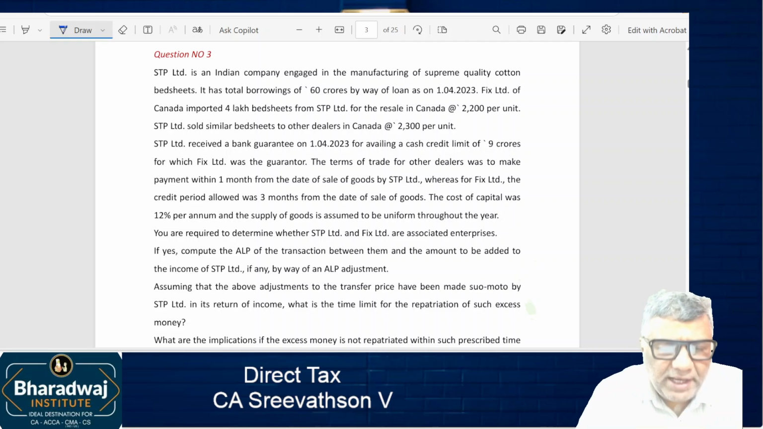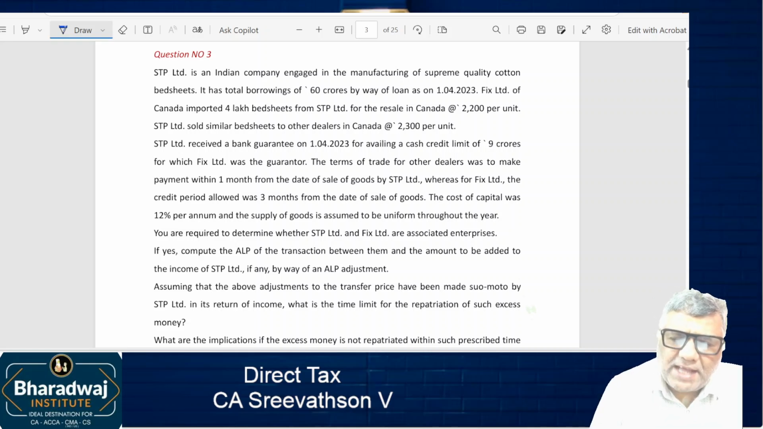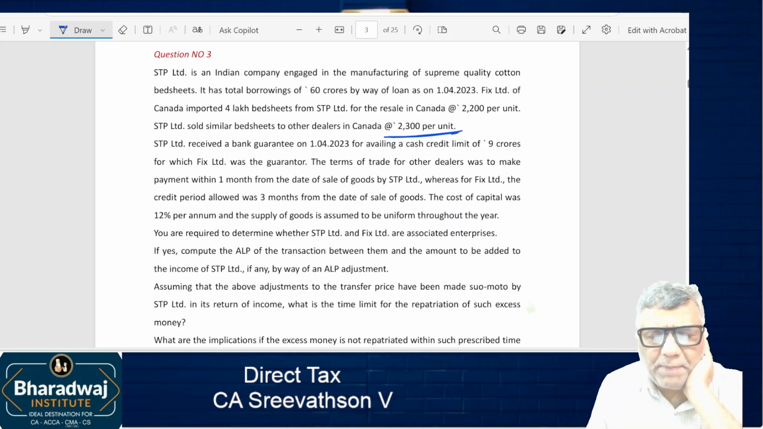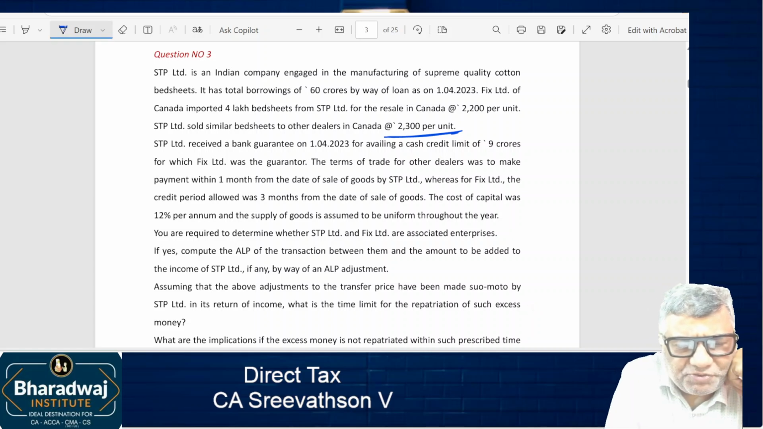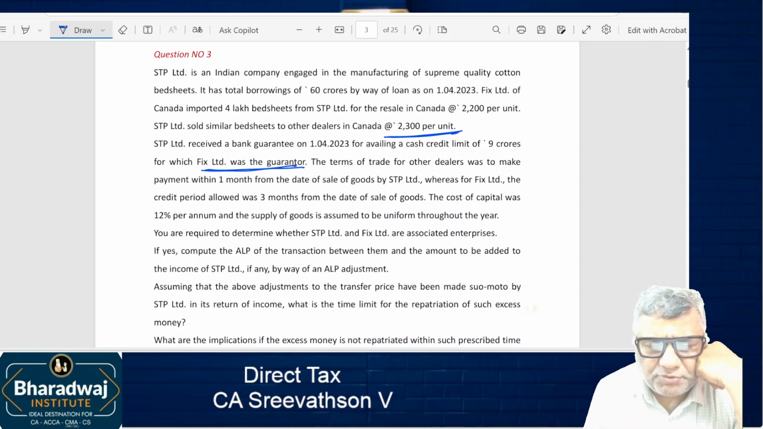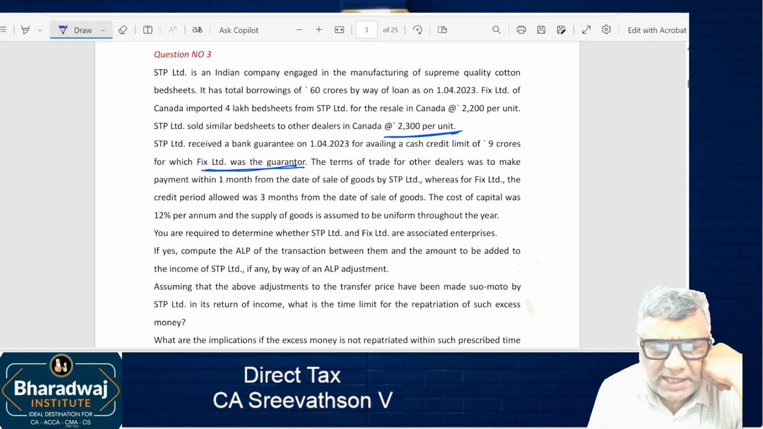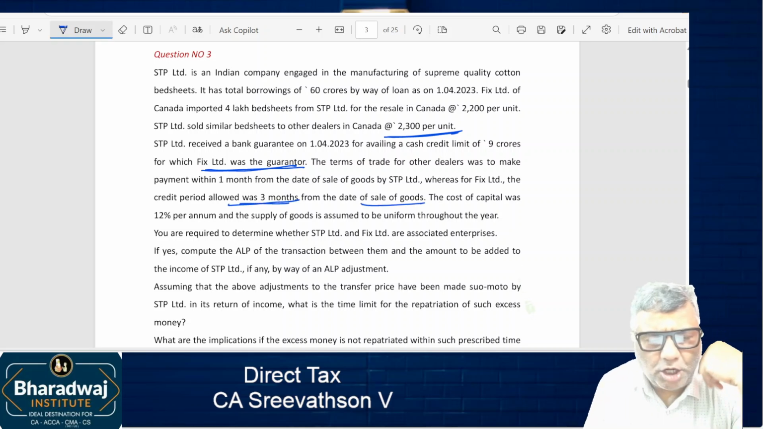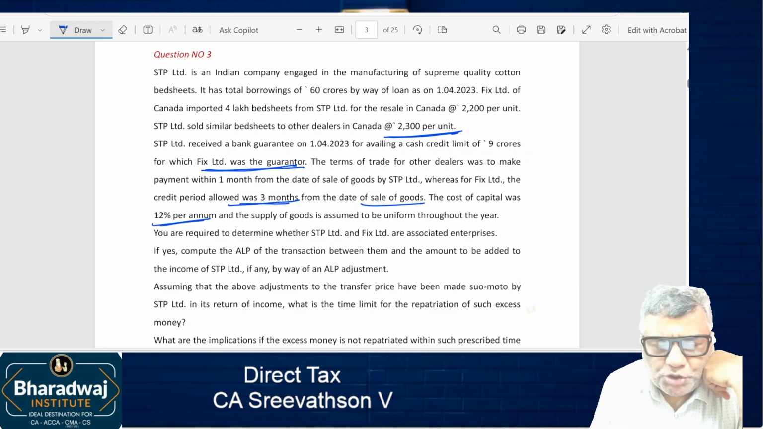Question number 3. STP Limited is an Indian company engaged in the manufacture of supreme quality cotton bedsheets. It has a total borrowing of 60 crores by way of loan. Fixed Limited of Canada imported 4 lakh bedsheets from STP for resale in Canada at 2,200 per unit. STP has sold the same to other dealers at 2,300. STP received a bank guarantee on 1/4/23 for availing a cash credit limit of 9 crores for which Fixed Limited was the guarantor. The term of trade for other dealers was to make payment within 1 month from the date of sale of goods by STP, whereas to Fixed Limited the credit period allowed was 3 months from the date of sale. The cost of capital is 12% per annum and the supply of goods is assumed to be uniform.